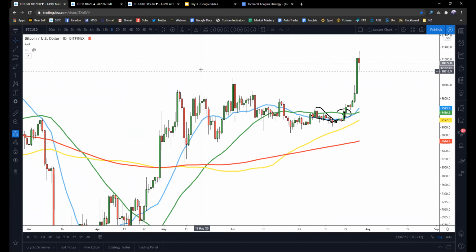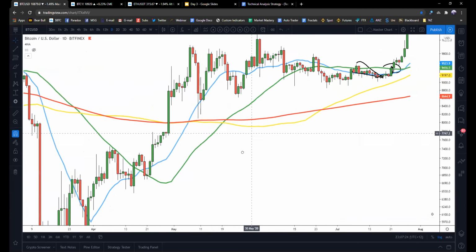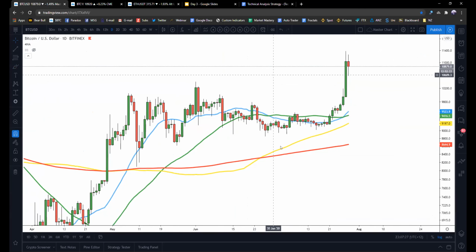So it's not a trading strategy. For me, they're a technical analysis thing. I'm just understanding what the market's doing, right? Because they tell you a lot of information.